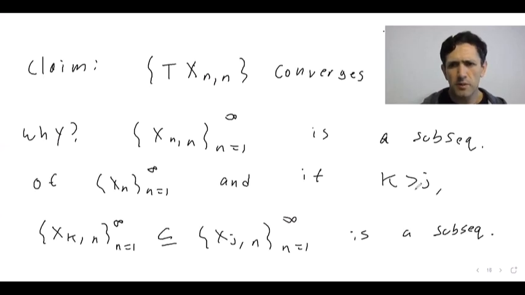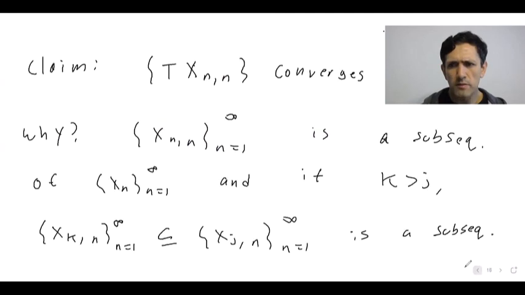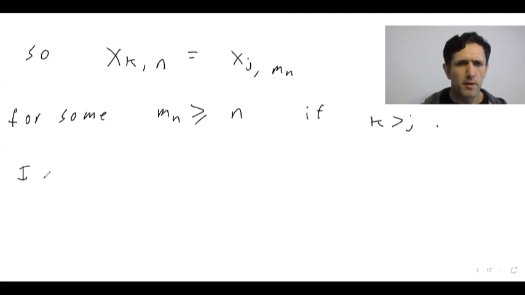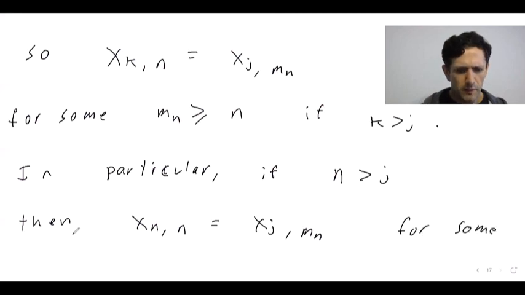So actually, k is bigger than j. Sorry. Yeah, that's fine. So in particular, if n is bigger than j, then xnn is going to be xj mn for some mn bigger or equal to n.